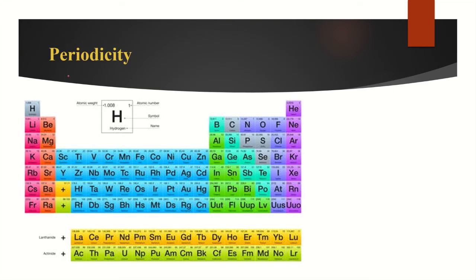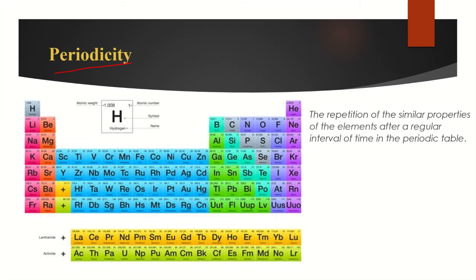Now let us try to understand the term periodicity. Periodicity means the repetition of the similar properties of the elements after a regular interval of time in the periodic table.